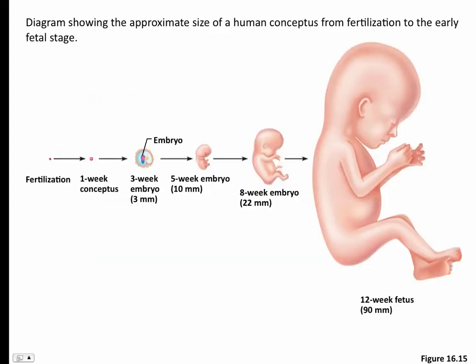Here's a diagram illustrating the sizes of a human conceptus from fertilization until the early fetal stage. And of course, here we have this cell. It's going to undergo a series of mitotic divisions. And then by the 3rd week, we call it an embryo. It's going to start developing the different layers that are going to give rise to our nervous system, our muscles, our skeletal system, and different organs and systems within our body. Here's a 5-week embryo, an 8-week embryo, and then here's a 12-week embryo at 90 millimeters.